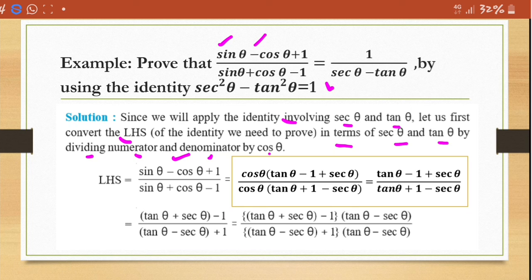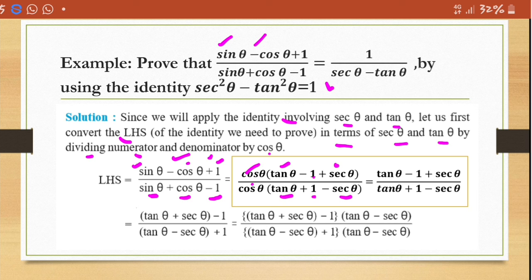If you take cos theta from the numerator, it will become sin theta by cos theta, that is why tan theta. From the second term, if you take cos theta common, it will be 1. And from the third term, it will become 1 by cos theta, that is equal to sec theta. Similarly, for the denominator, from the first term, it will be sin theta by cos theta, that is why I have written tan theta. From here, it will be 1. From here, it will be 1 by cos theta, which is equal to sec theta, because sec theta is the reciprocal of cos theta.